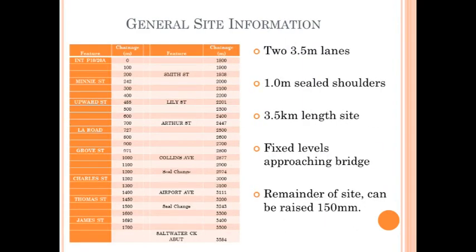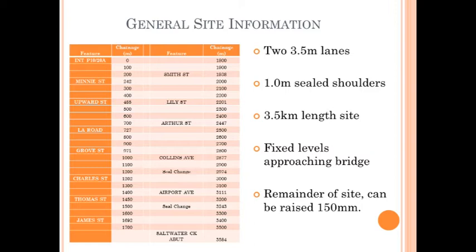We've also been provided some general site information. So we can see on the left here we've got a bit of a feature survey, and that really just covers streets that intersect throughout the site, as well as a couple of seal changes down towards the end of the site, and the site also ending on abutting Saltwater Creek where the bridge is located.